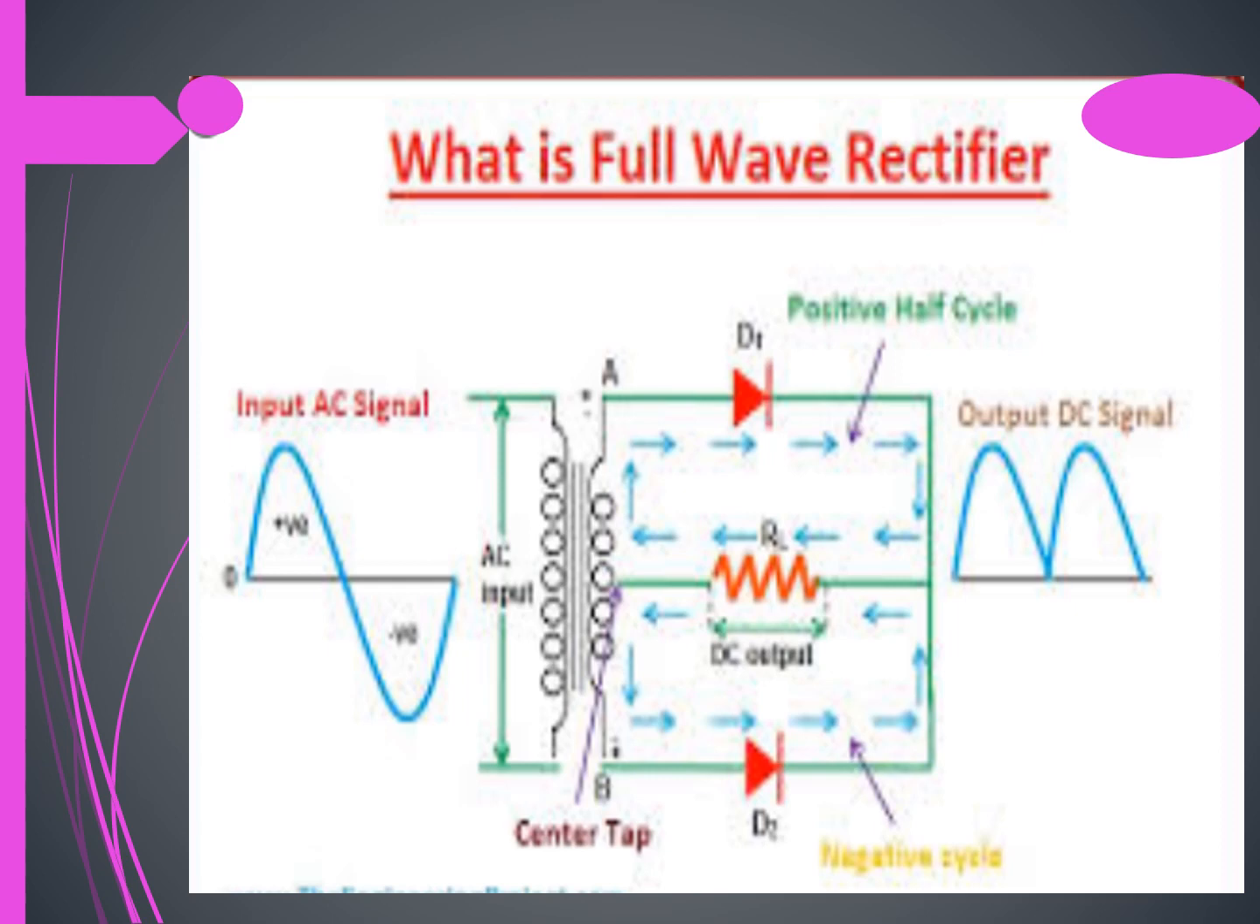If I take an ideal diode, the efficiency of the full wave rectifier will be about 81.2%, which compared to the half wave rectifier is almost double. So this is the whole working of the full wave rectifier.